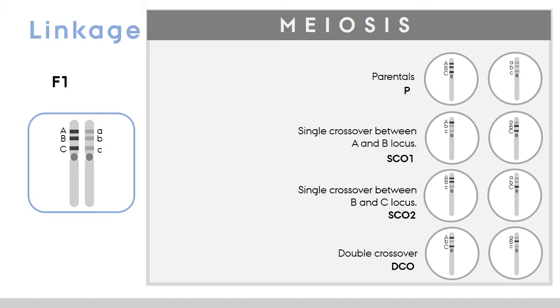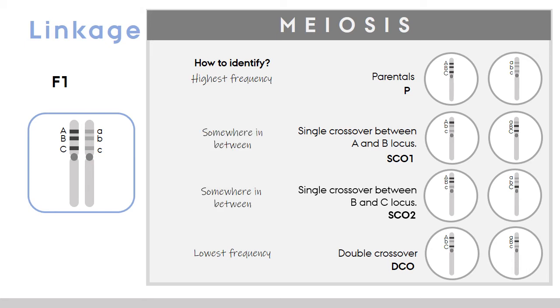And then we have the double crossovers, which are gametes in which there was both a crossover between A and B and a crossover between B and C. So how do we identify these 4 categories of gametes? It's very simple. The parentals are the ones with the highest frequency. The double crossovers are the ones with the lowest frequencies, and the single crossovers are somewhere in between.